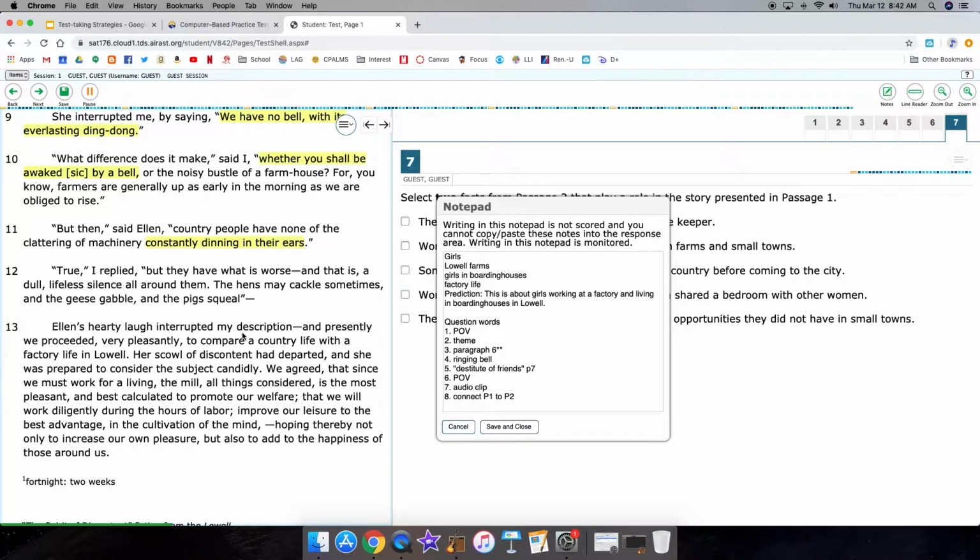This is where it's going here, I think. There's a comparison of their points of view, right? So I'm going to highlight that.